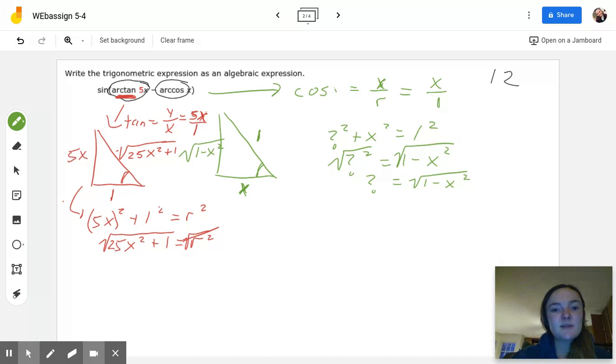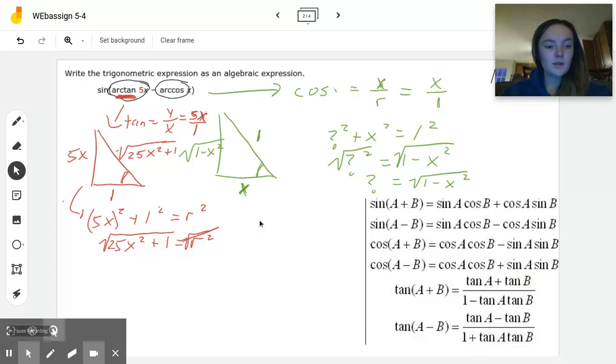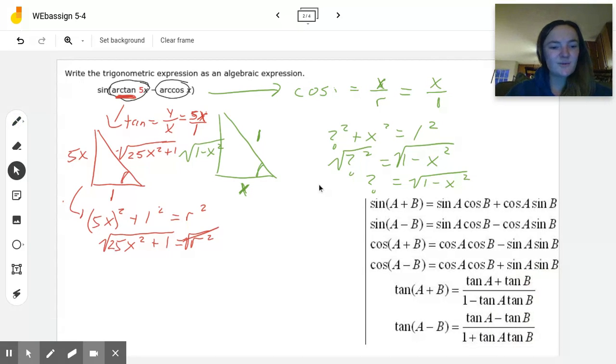Next thing I want to do is use the sum and difference formulas. So I'm going to go ahead and copy and paste those in. Okay, so here are the sum and difference formulas. They're right back in here. So basically, I'm going to use some of them to figure out how can I rewrite this in terms of just one angle, the sine of just one angle, plus or minus the sine of just another angle.